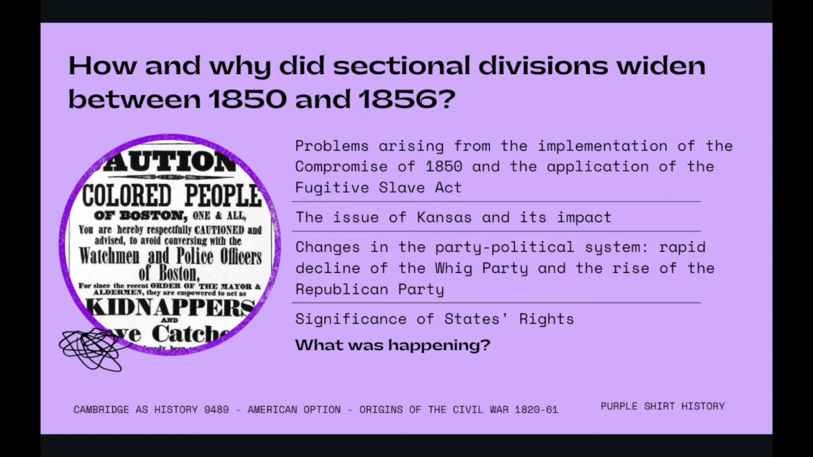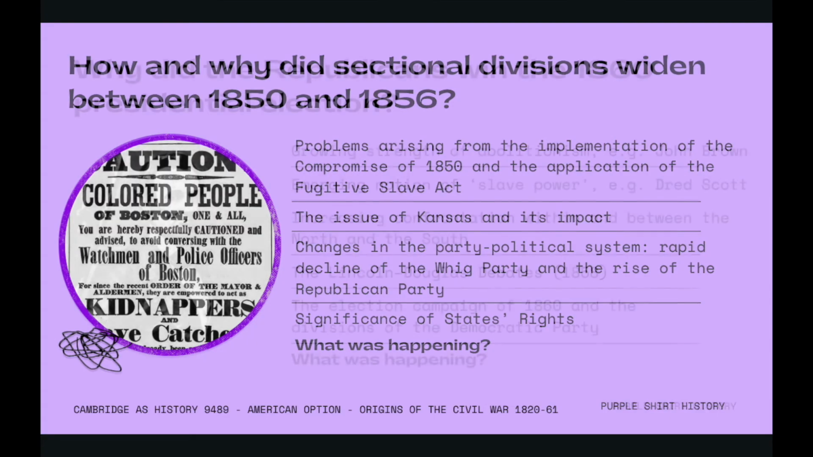Significance of states' rights. This is going to be a legal challenge, essentially. So how much power do individual states have? Are they allowed to secede from the Union? Are they allowed to have slaves? Are they allowed to do this, that, the other? How much power does the federal government have, and how much power does an individual state have? So this balance of power is a key aspect of the political argument going into the Civil War.